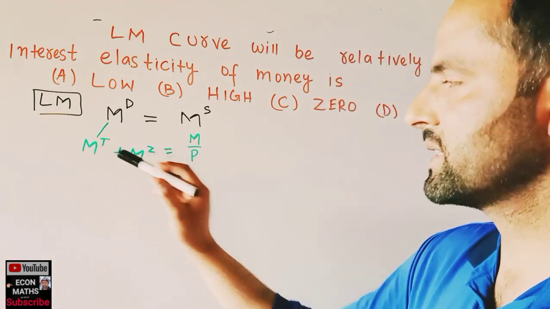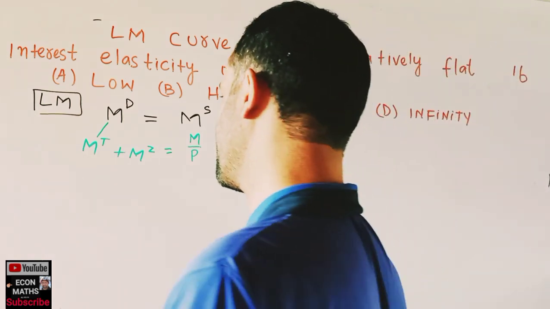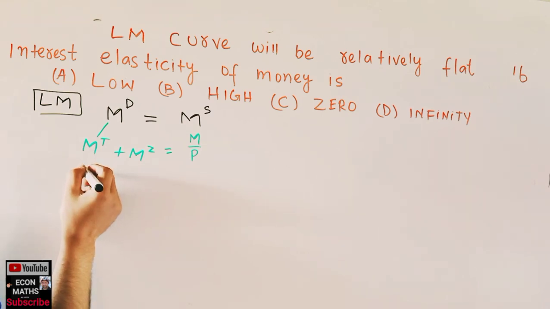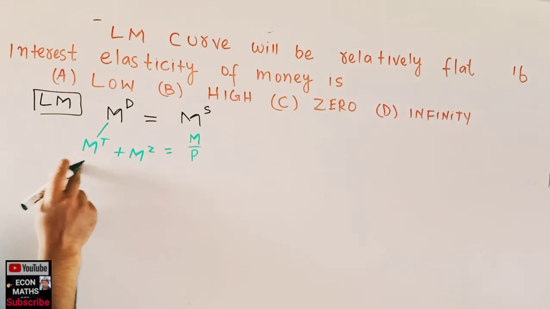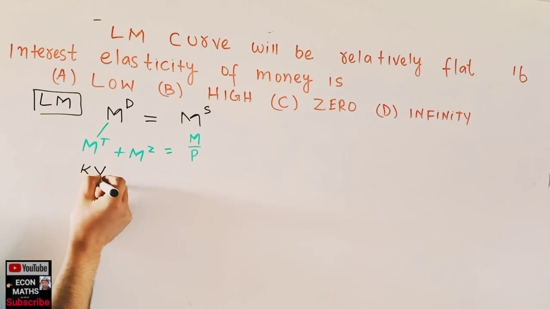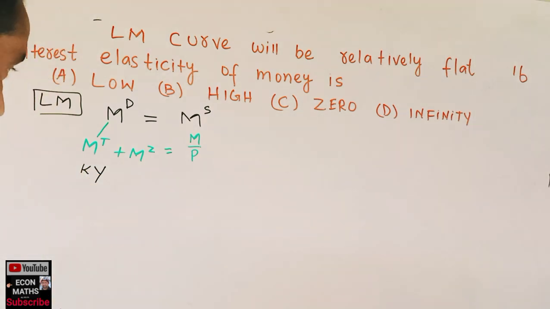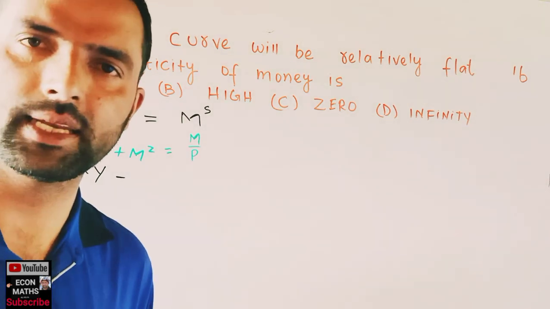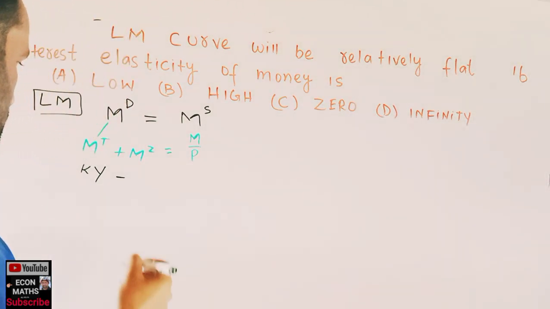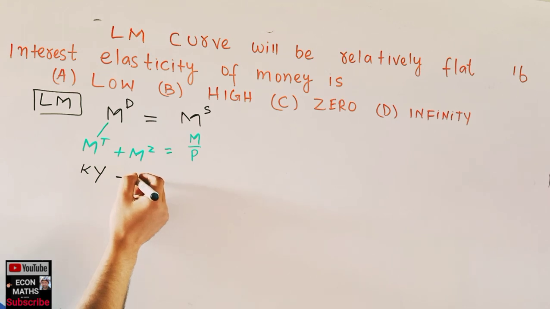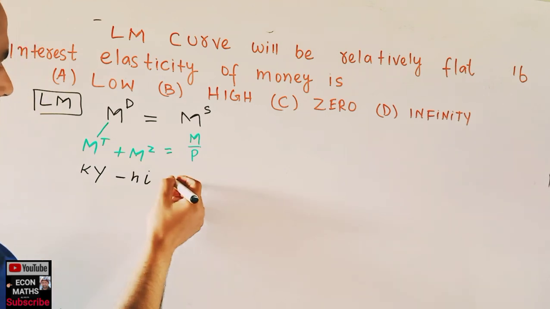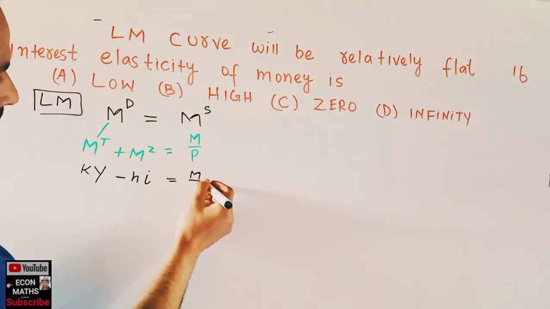Now, transactionary demand for money will be equal to K times Y. That means transactionary demand for money depends upon the level of income, minus, and speculative demand for money depends upon the level of interest, which is H times I. And it should be equal to real money supply.